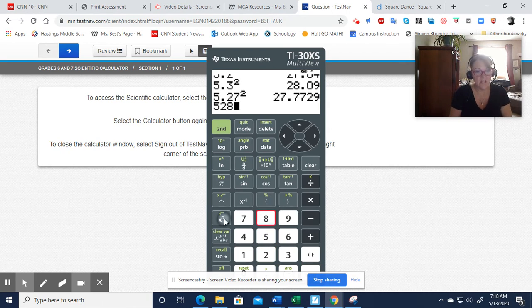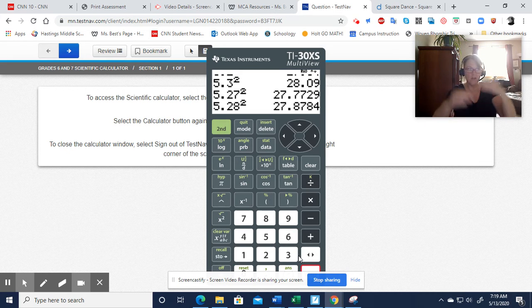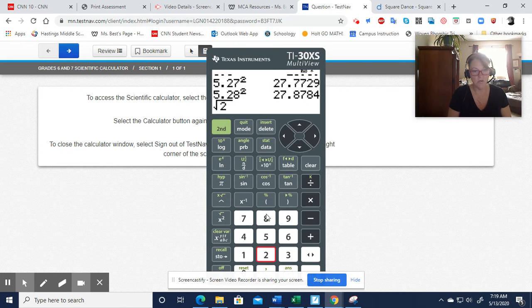So we could investigate like this. And now 5.28. Let's get back here. Just clear that. Clear. 5.28 squared. Okay, it's getting closer. We would kind of weave our way and go high, low until we found that value. Your calculator has the square root function. So let's see what happens when we try to figure out the square root of 28. I'm going to tell you it's got to be more than 5.28. It's less than 6. It's less than 5.3.